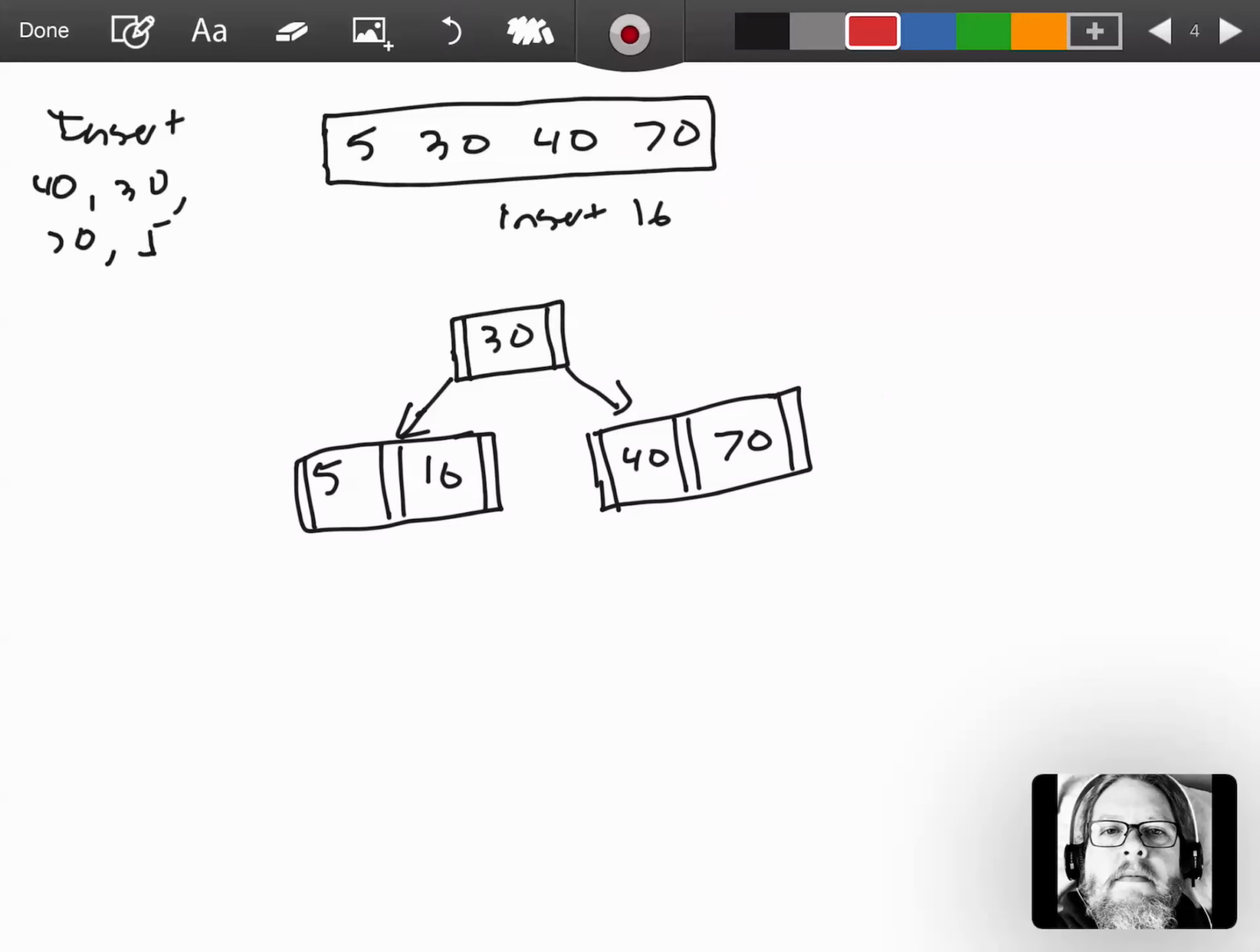So now let's say we want to insert more. We'll insert an 82 and a 95. We have room for them both in that node, because we have up to 4. 82 is greater than 30, so it's going to go here. There's room for it, so we're good.